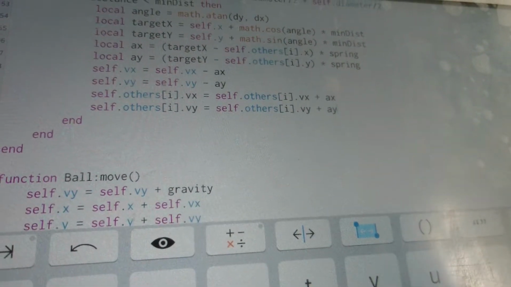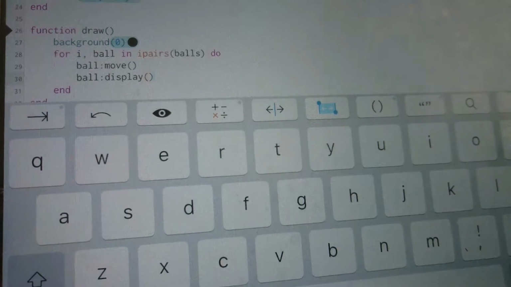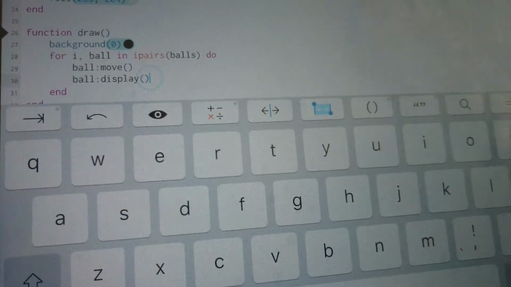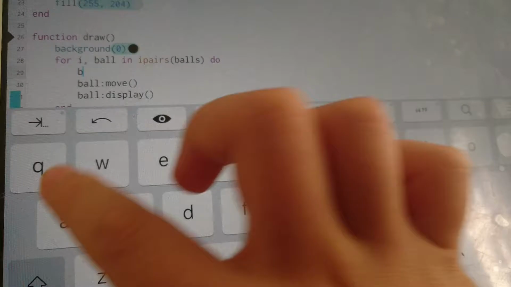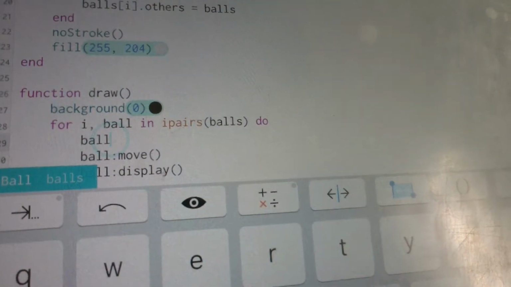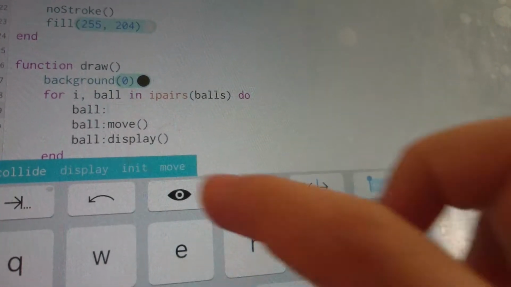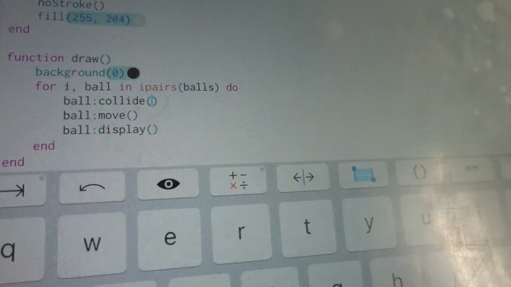Okay, so now hopefully we calculated it. Now I forgot a major thing. You see, they're not colliding, and the reason why is, I haven't called that function yet. So I have to make sure I call that function explicitly. So I have got to say ball colon, oh boy, this is going to be exciting. Ball colon collide. Oh boy, this is really exciting.